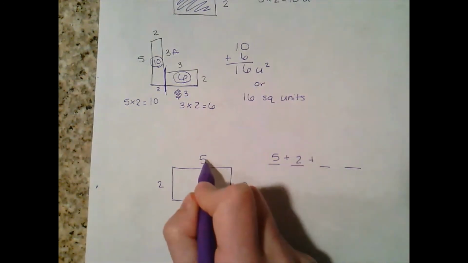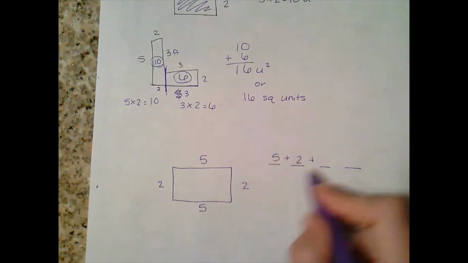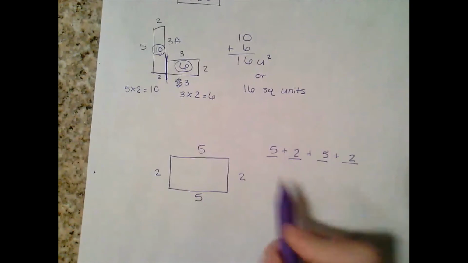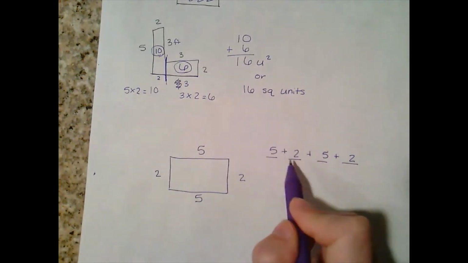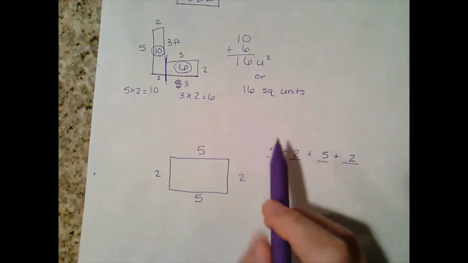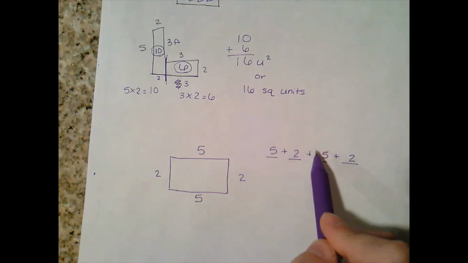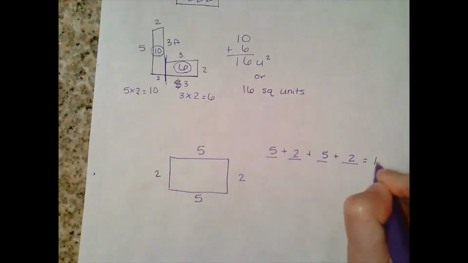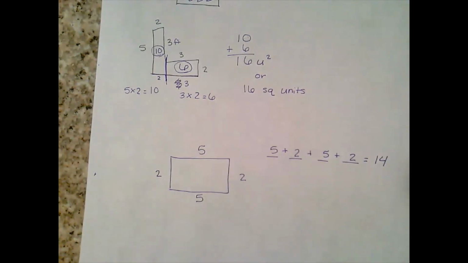So I have 1 5 and I have a 2, and I'm going to add my other 5 and my other 2. So if I do 5 plus 2 plus 5 plus 2, I'm going to get 5, 6, 7, 8, 9, 10, 11, 12, 13, 14. So my perimeter would be 14.